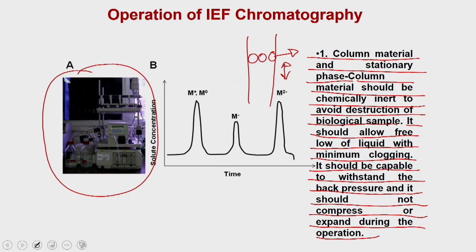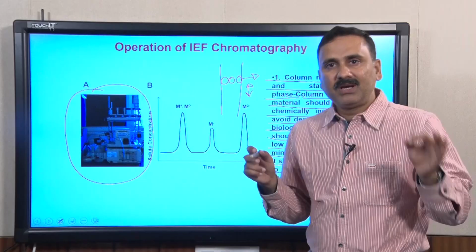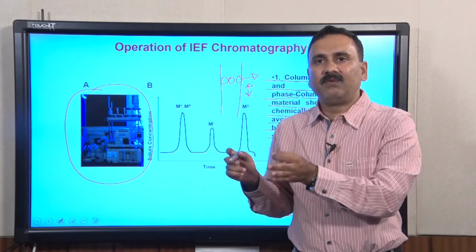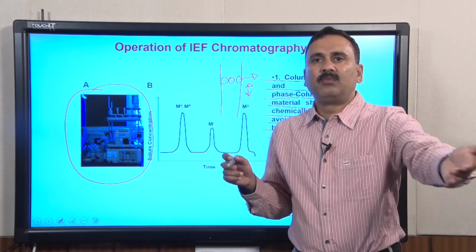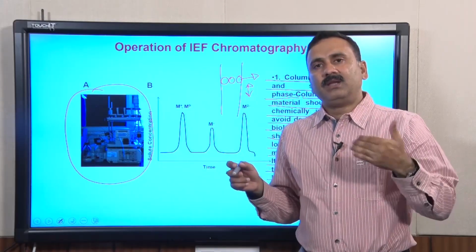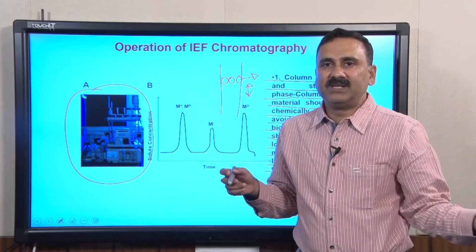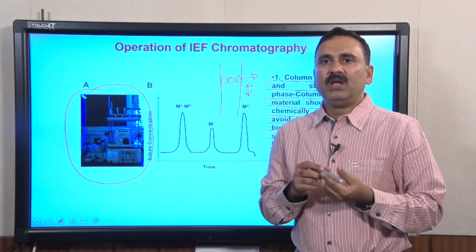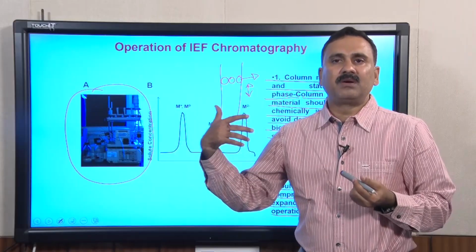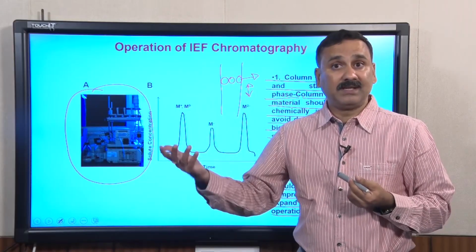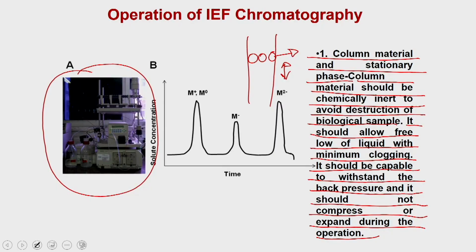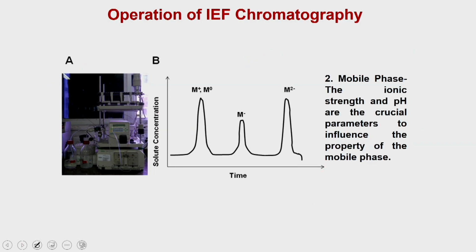The other thing is that whatever material you use should be chemically inert so that it does not react with the protein. If it reacts, the protein will get modified and bind to these beads, and then it will not come out when you add the reversible competitive anions or cations. So, first you prepare the column. Once the column is ready, then you load your sample.